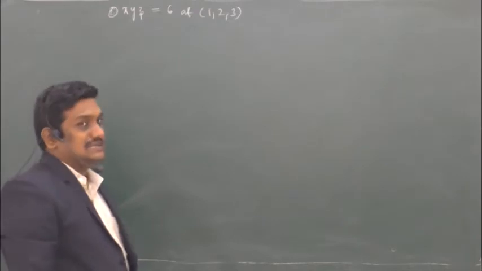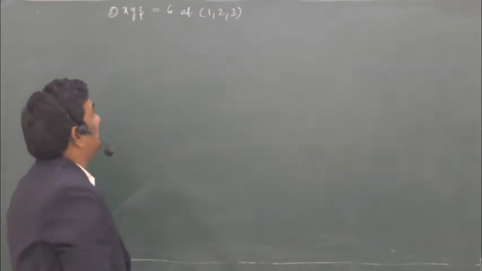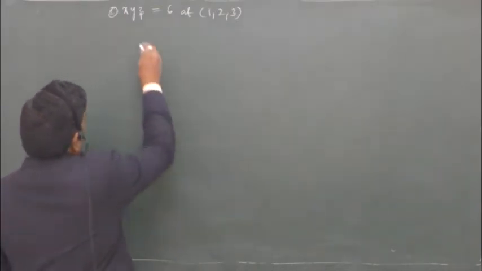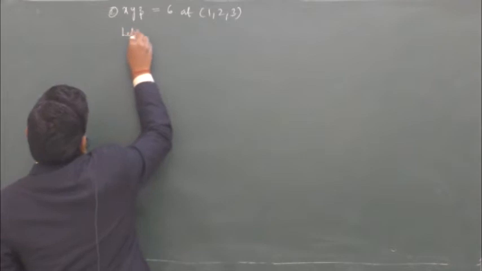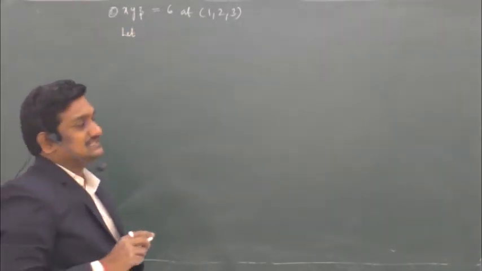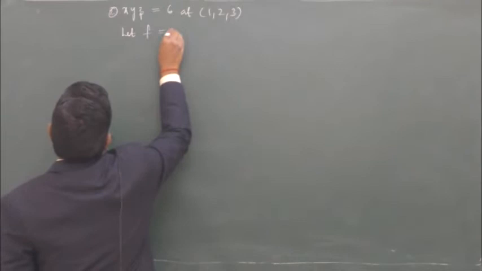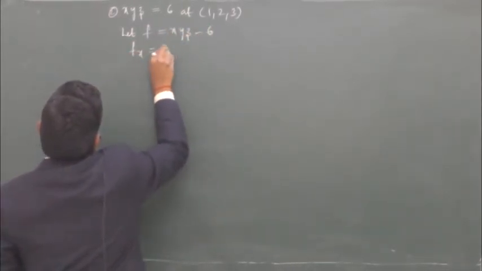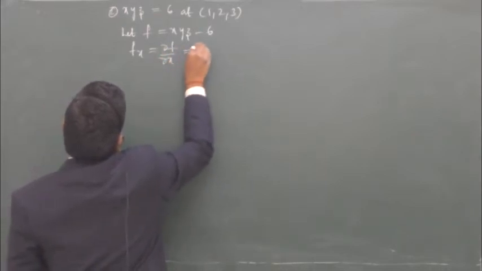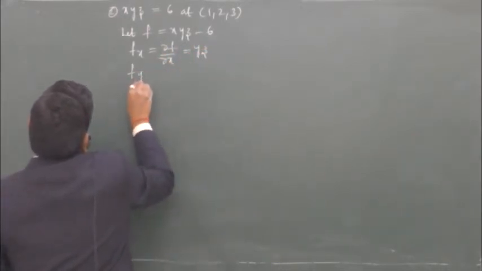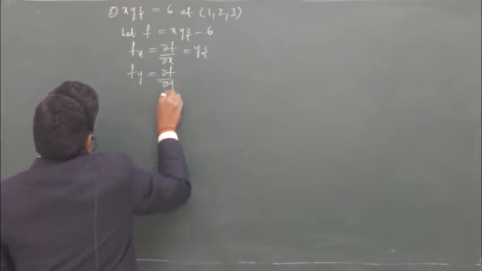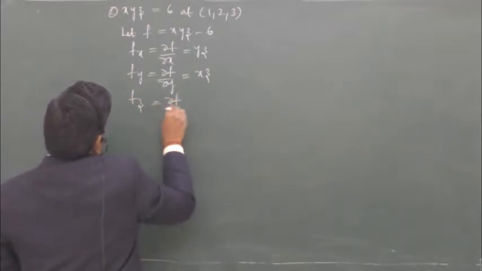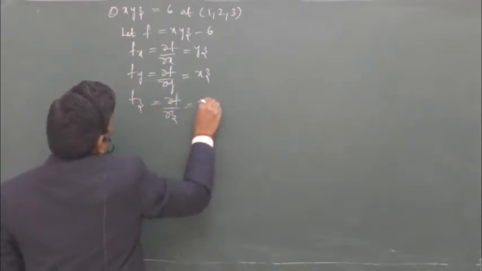Now let us take a surface xyz equals 6. You need to find the tangent plane for this surface at the point (1, 2, 3). Let us assume the surface equation as small f. It is xyz minus 6. Now fx, it is dou f by dou x, equals yz. Then fy, dou f by dou y, equals xz. Then fz, dou f by dou z, equals xy.